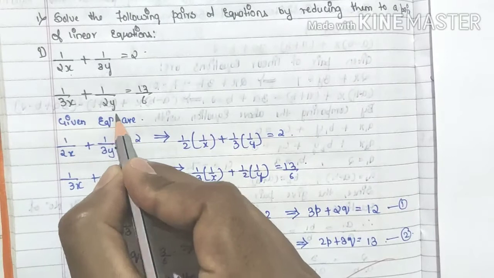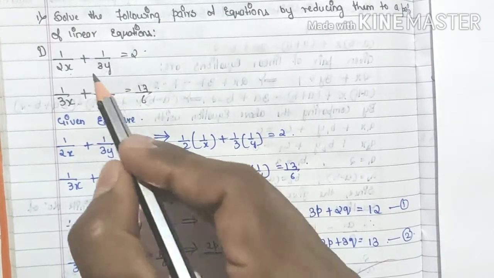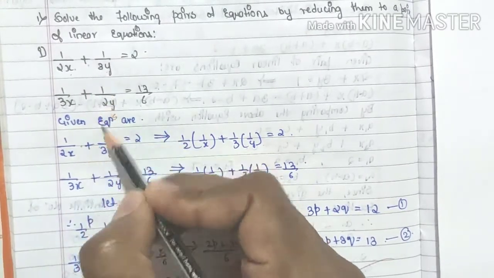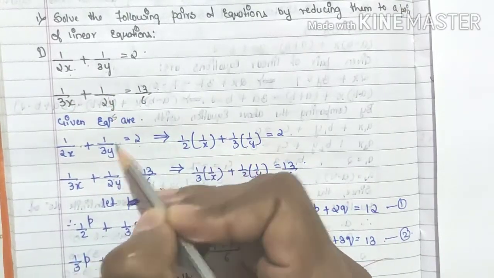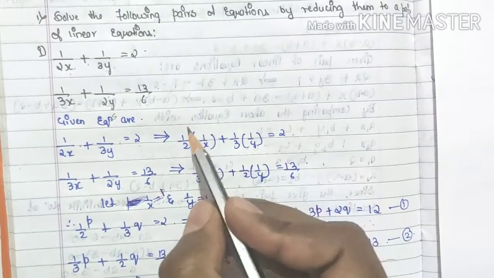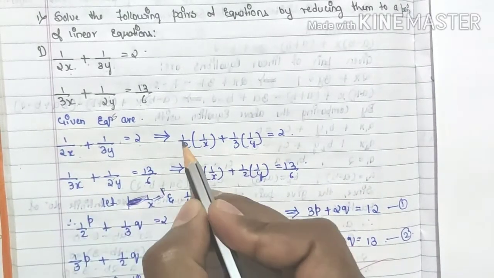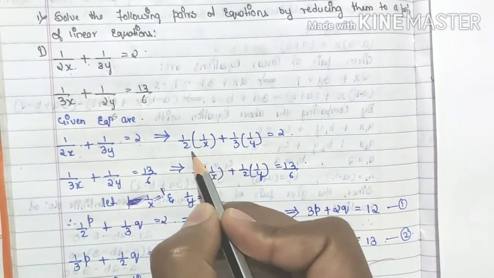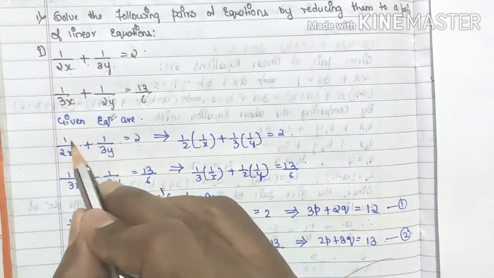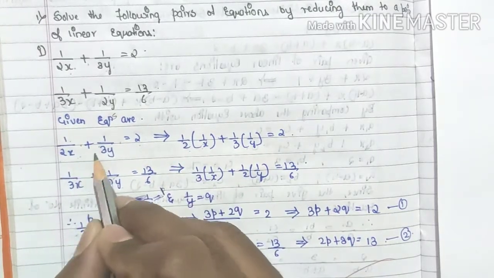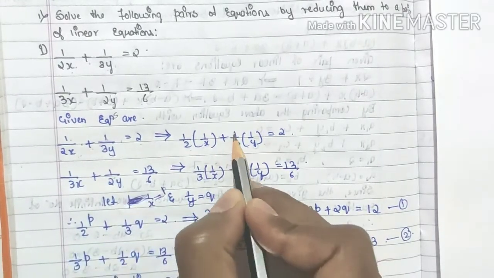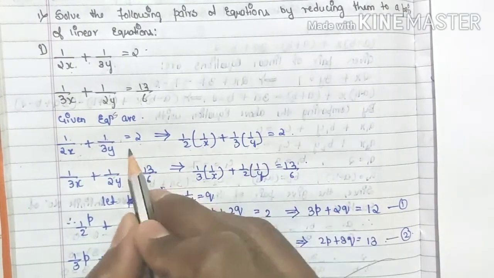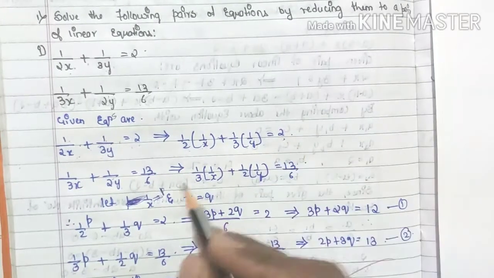First we will write the given equations. What are the given equations? 1 by 2x plus 1 by 3y equal to 2. Second equation: 1 by 3x plus 1 by 2y equal to 13 by 6. Now 1 by 2x can be written as 1 by 2 into 1 by x, half of 1 by x. 1 into 1 will be 1, 2 into x will be 2x. Like that you can write. Same way plus will be plus. 1 by 3y can be written as 1 by 3 into 1 by y is equal to 2.